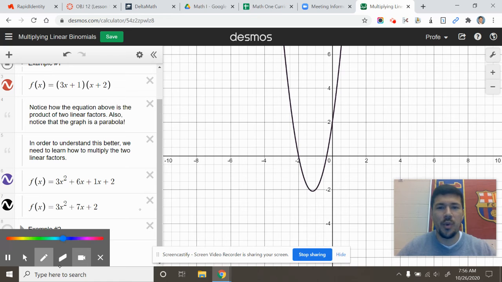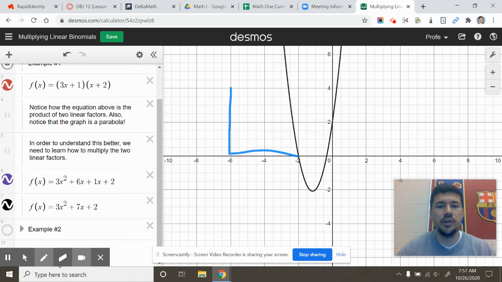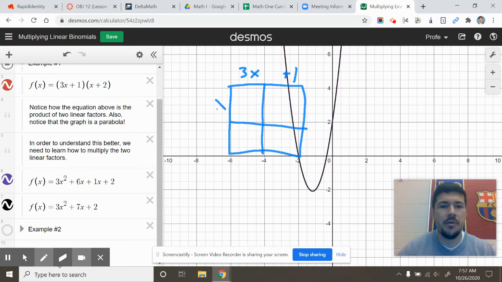Now, I'm going to show you one other way of multiplying these, and this is actually a really useful tool. We call this the box method. This helps you visualize a little bit more. I'm going to write my two linear factors, 3x plus 1. The 3x is a term, and the 1 is another term. And then I'm going to write x and plus 2. Those are my two terms from the second factor.